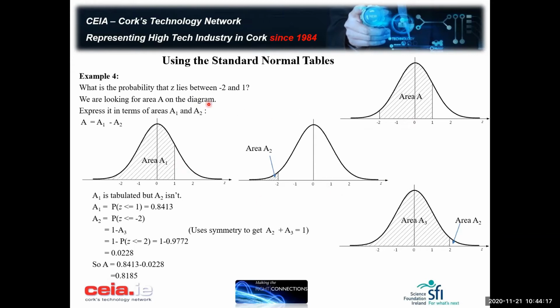So let's look at the probability that Z lies between -2 and +1. Right, so that's this area here that I've drawn between -2 and +1, the area under the curve there. How do we find that? Well, we can easily find this area A1 here, which is the probability that Z is less than or equal to 1.